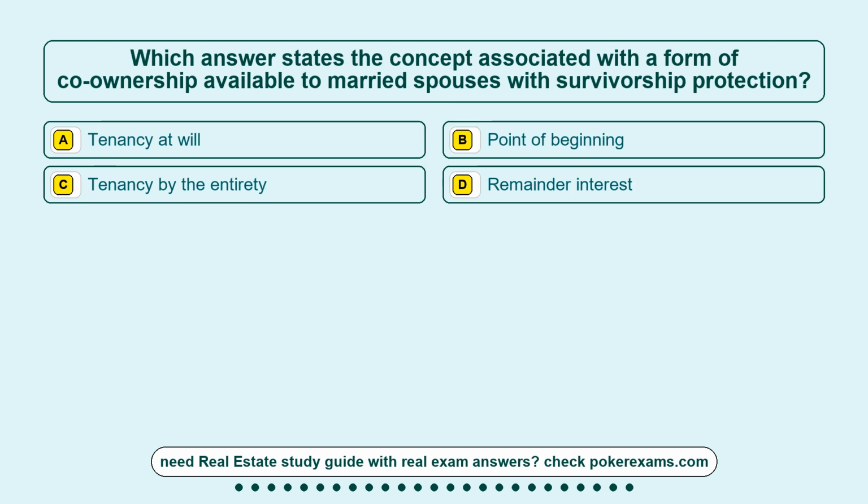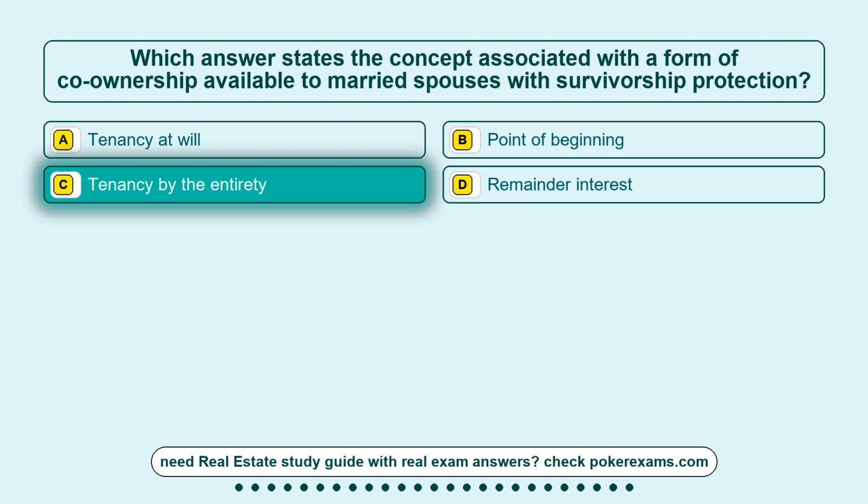Question 20. Which answer states the concept associated with a form of co-ownership available to married spouses with survivorship protection? Option A, a tenancy at will. Option B, point of beginning. Option C, tenancy by the entirety. Option D, remainder interest. The correct answer is option C, tenancy by the entirety.